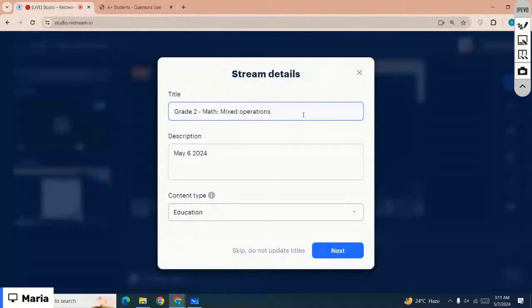So, we were working on grade 2 math. Basically, I don't know what's wrong with the title. You can see here the title is already grade 2 maths, right? I know I have already checked this earlier.